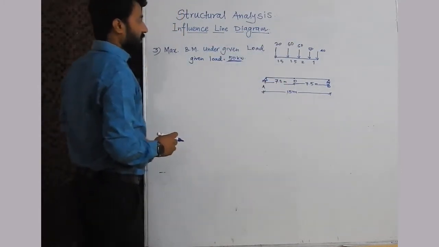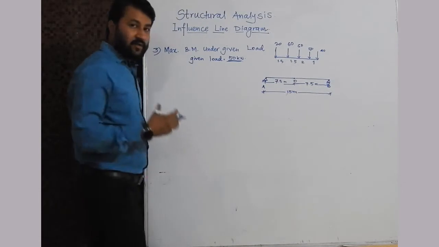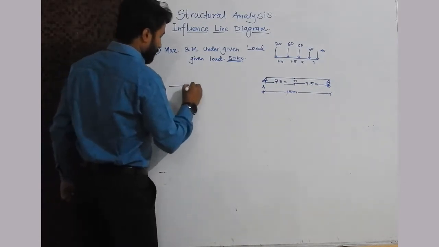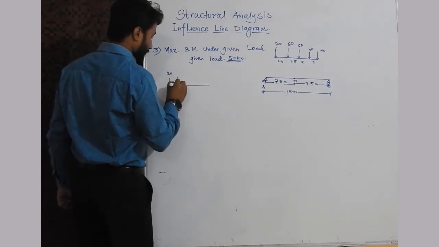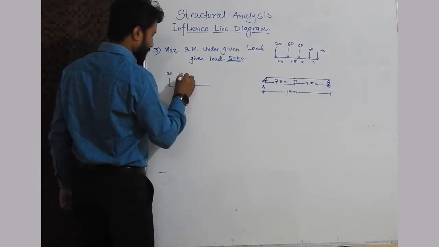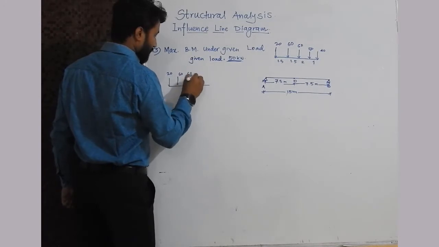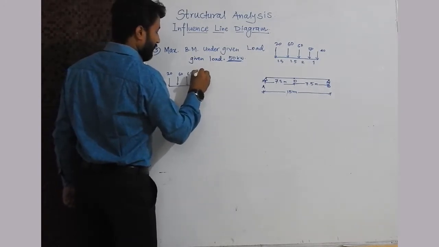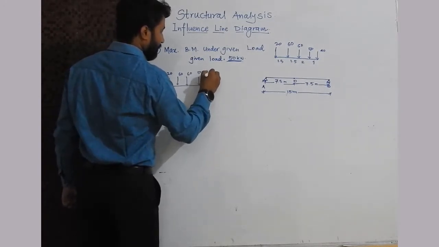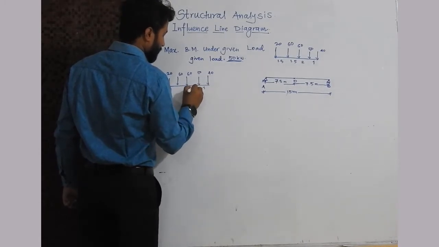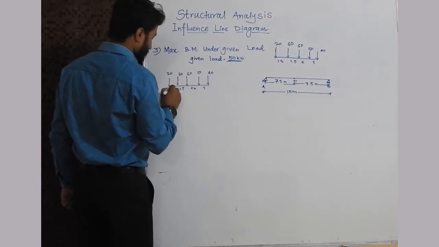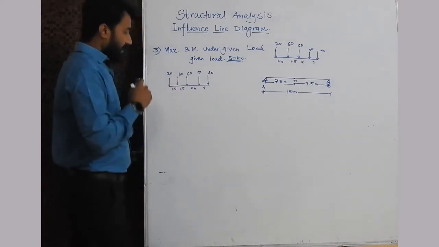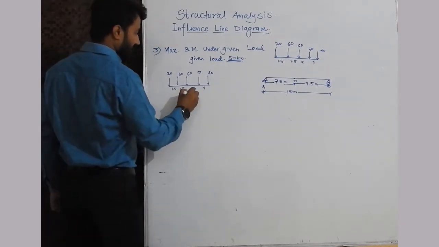So how do we calculate that? We will apply Varignon's theorem for this. We will draw the load diagram at this point. This is 20 at a distance of 1.5 meter. This is 60, this is 60, this is 50 and this is 40. This is 1 meter, this is 2 meter, this is 1.5 meter and this is again 1.5 meter.